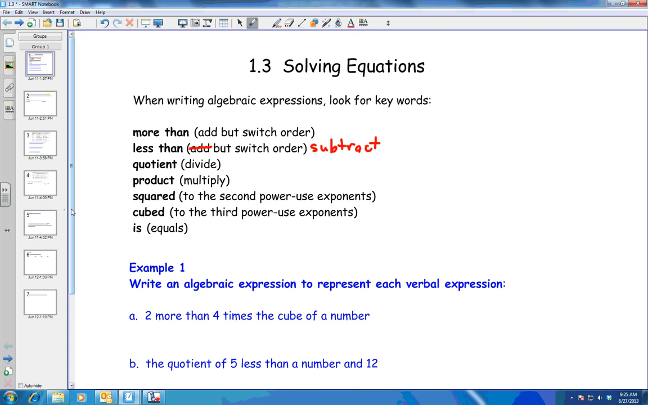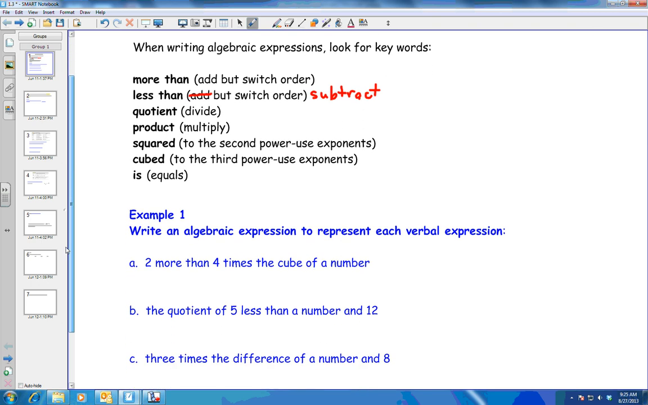So let's look at example 1. Example 1, the instructions say, write an algebraic expression to represent each verbal expression. So we have 2, I'm going to underline our keywords, more than, we have the word times, and we have the word cube. All right, so I see 2 more than 4 times the cube of a number. All right, so first of all, more than means I'm going to add, but instead of putting 2 plus 4, I'm going to switch that order.